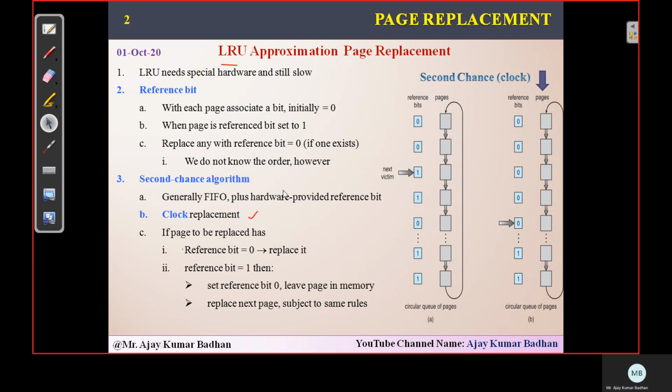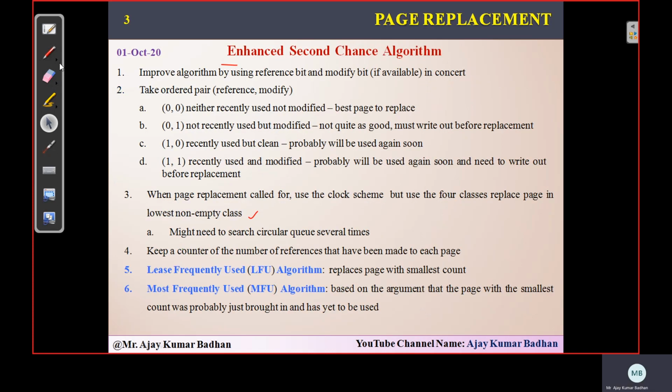Okay. The next one is an improved version of the second chance algorithm. We call it the enhanced second chance algorithm. Here we are going to use a pair. A pair usually consists of two things: the reference bit, which I think you are familiar with since we already discussed it just now, and one more thing called the modify bit.